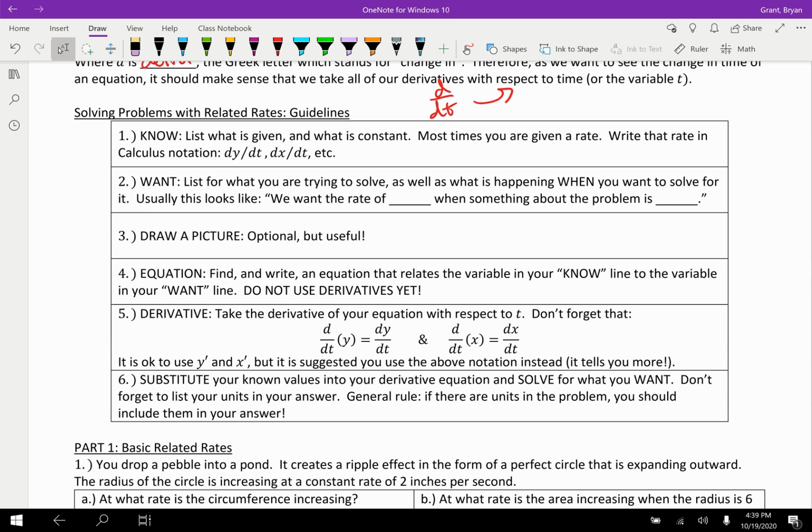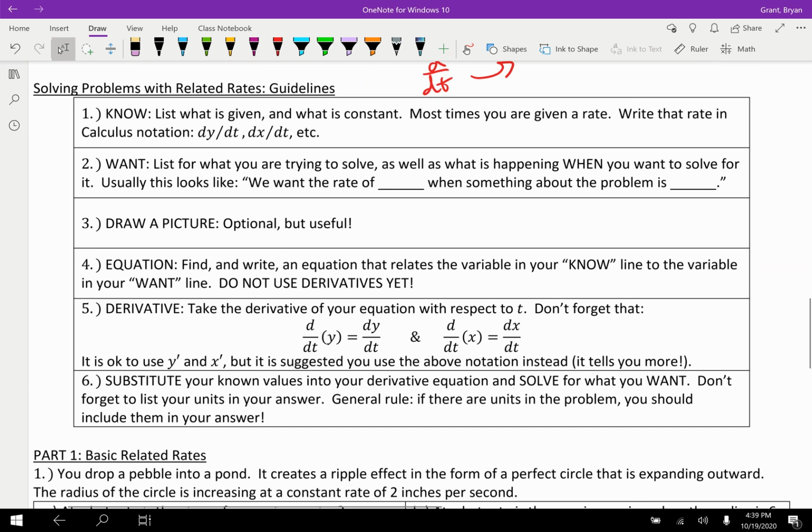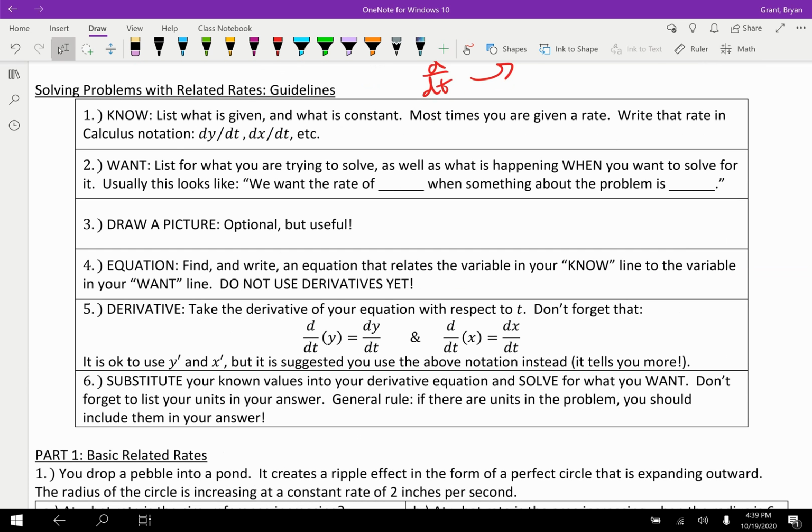All right, so what we're going to do, and this is going to be a lot easier with an example problem, but I'm going to quickly go through this, and then we're going to go back and see this more in depth on our first problem down below. The first step is always the know, meaning we're going to list what's given and what's constant. Almost always you are given a rate. This is what's most important. We need to know a rate at the beginning. And we're going to write that rate in calculus notation. Is it as y is changing as time, as x is changing, as a radius changes, as a side changes over time, and so on and so forth.